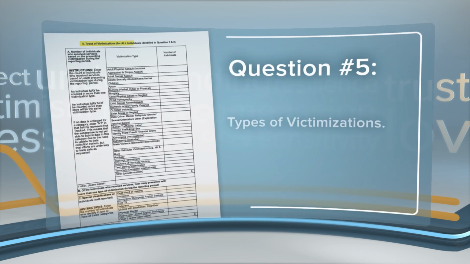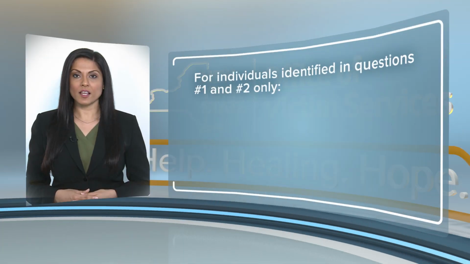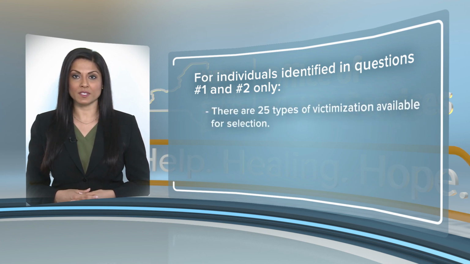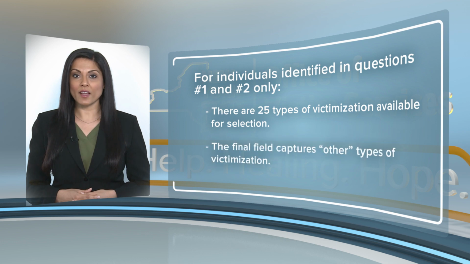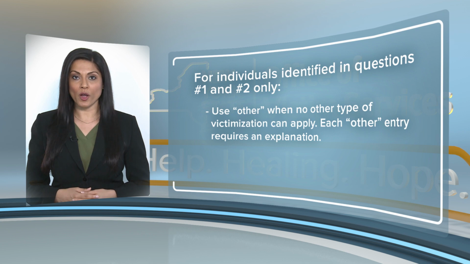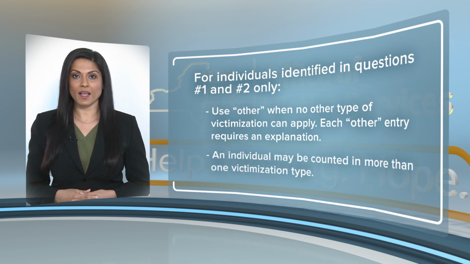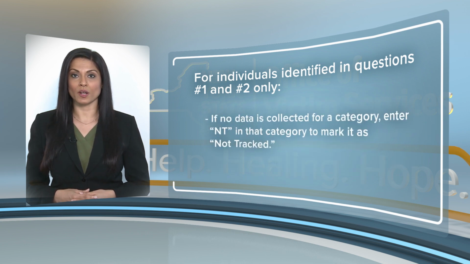Question number 5, types of victimizations. This section is for all individuals identified in questions 1 and 2 only. There are 25 types of victimization available for selection, and the final field captures other types of victimization, which should only be used when no other type of victimization can apply. Each other entry requires an explanation. An individual may be counted in more than one victimization type. If no data is collected for a category, enter NT in that category to mark it as not tracked.